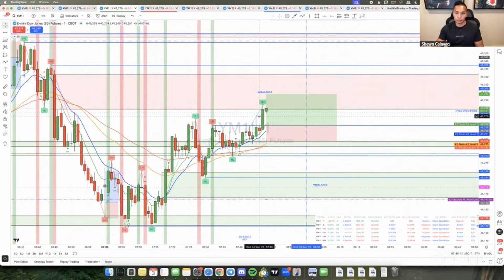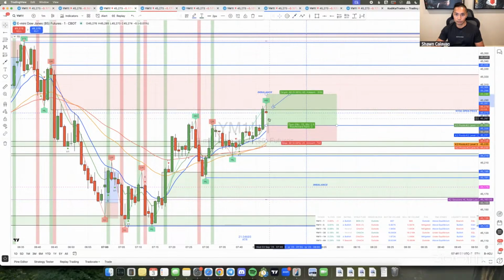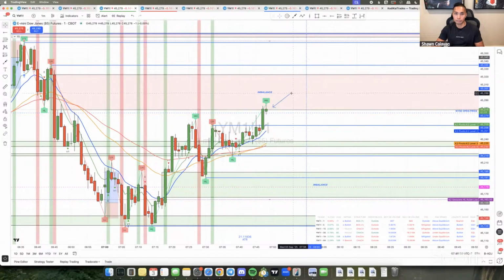All right, does not look like there's going to be a fill here. We have about 14 seconds left on this candle. Again, this has to fill on this very candle right here. If it doesn't come down and fill, you got to cancel your order. We got 5 seconds left on this candle here. Does not look like it's going to fill, so this should be canceled.